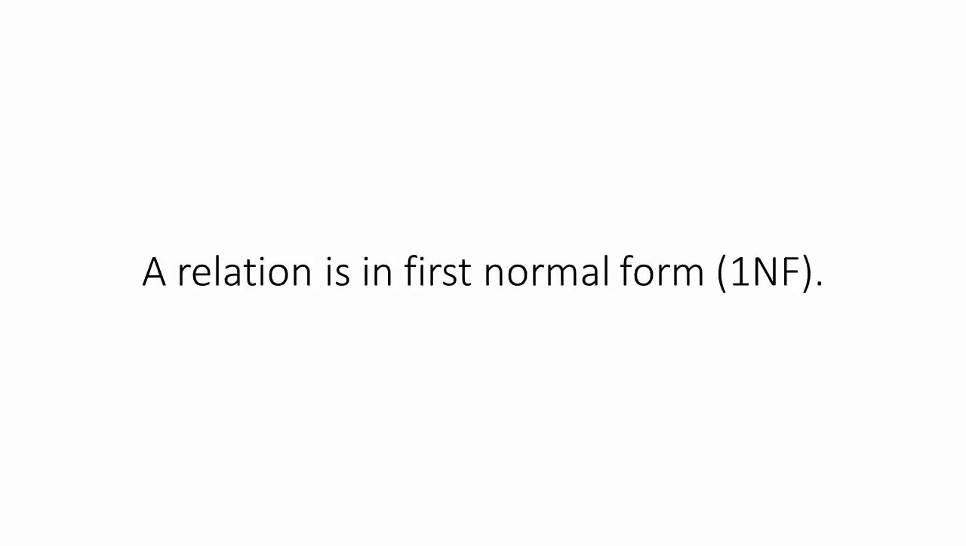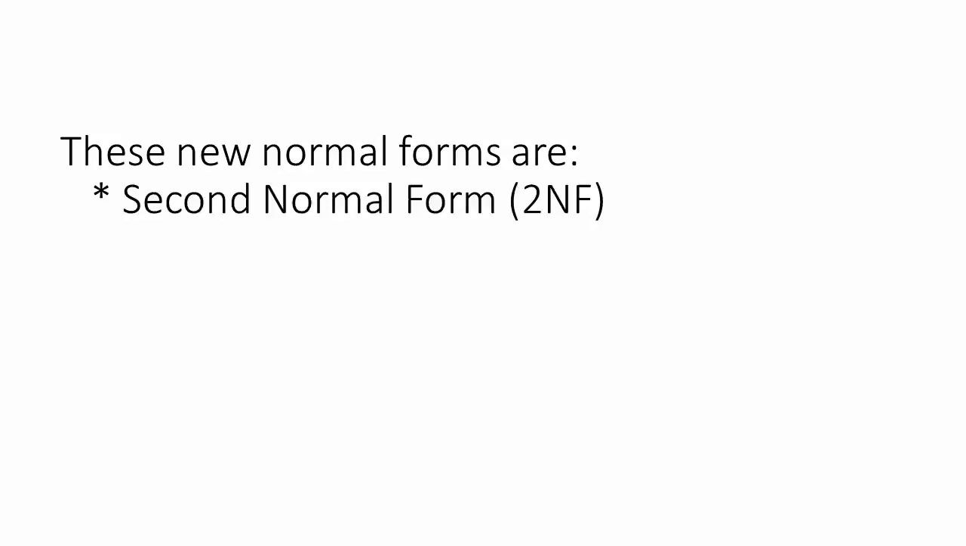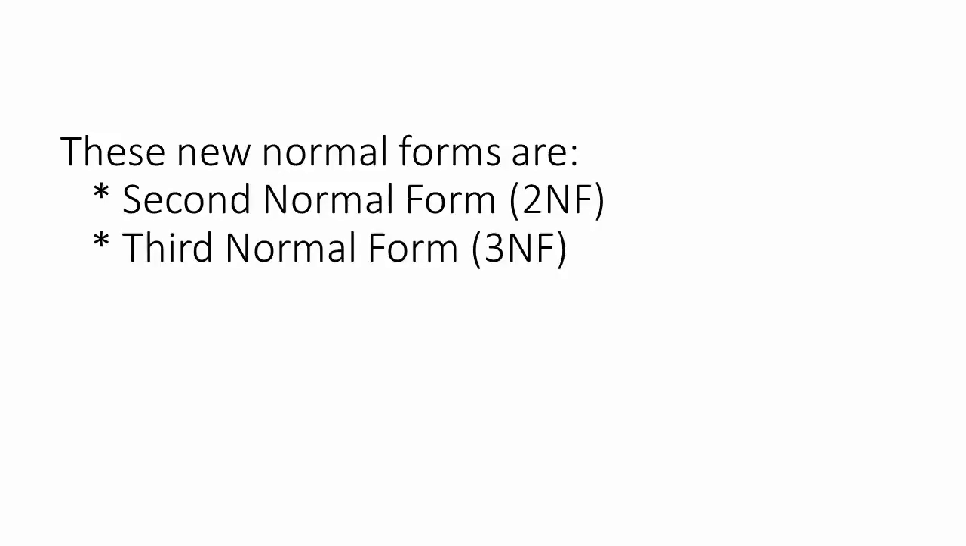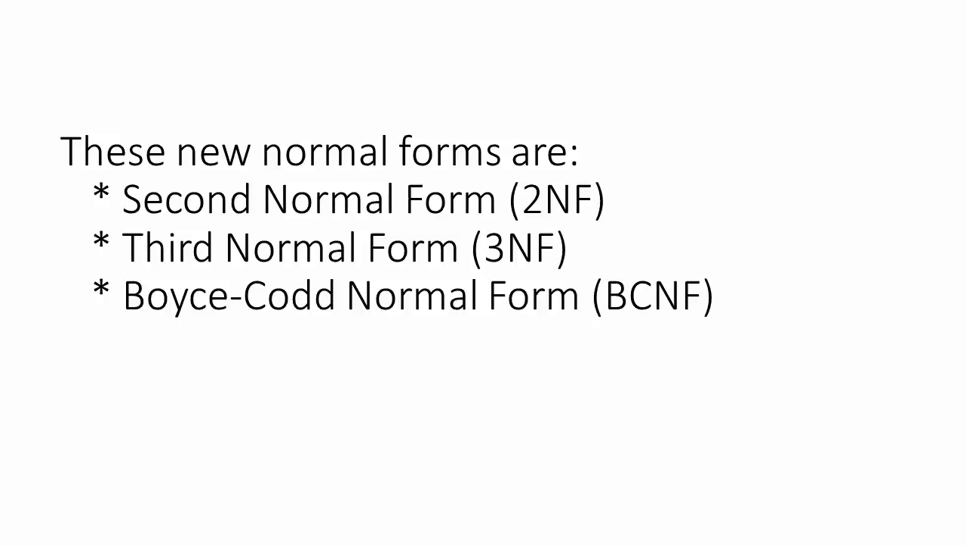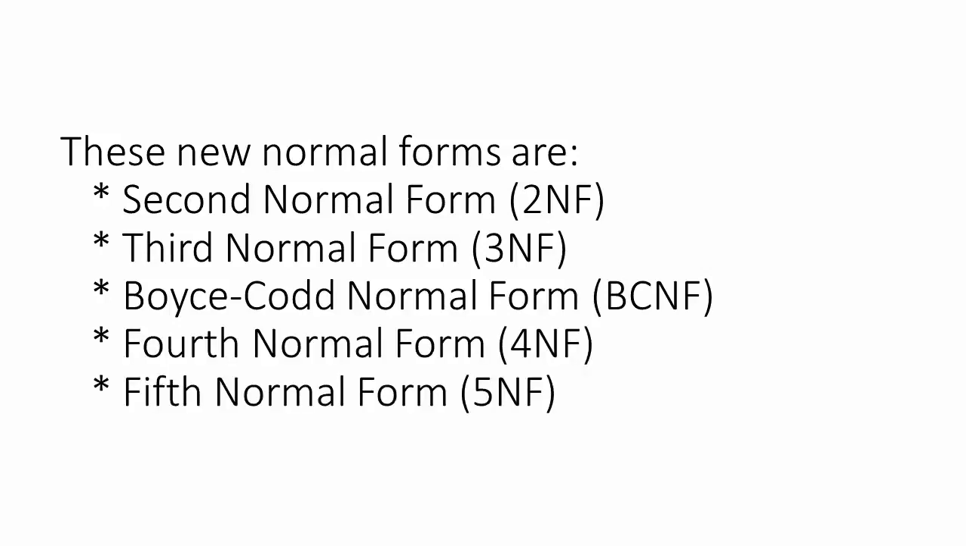A table that satisfies the definition of a relation is said to be in first normal form, abbreviated as 1NF. Over a period of years, a succession of normal forms was defined to address a succession of newly discovered sources of anomalies. These new normal forms are second normal form, third normal form, Boyce-Codd normal form, fourth normal form, and fifth normal form.